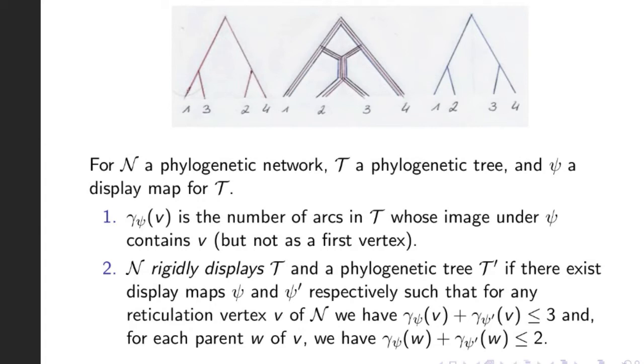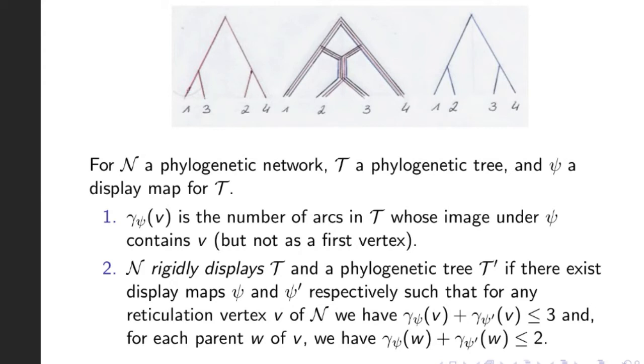Now, in order for the network to display my tree on the left-hand side in red, I have to use the outgoing arc of my hybrid vertex twice, and the same holds for my blue tree, which means this arc, which is the outgoing arc of my hybrid vertex, is used 4 times.